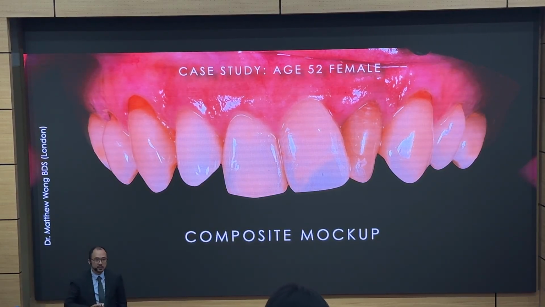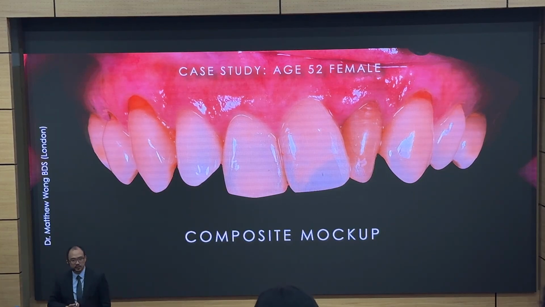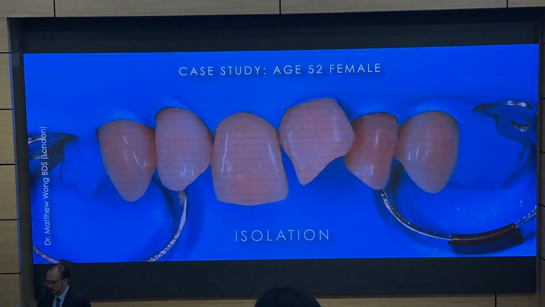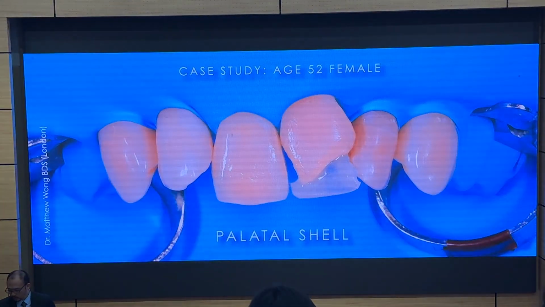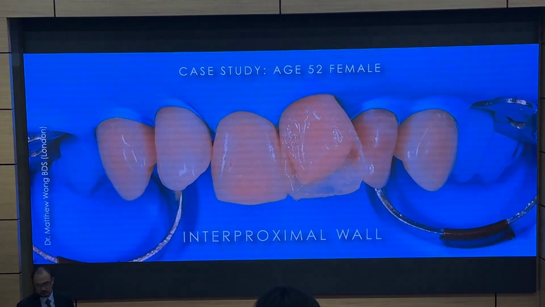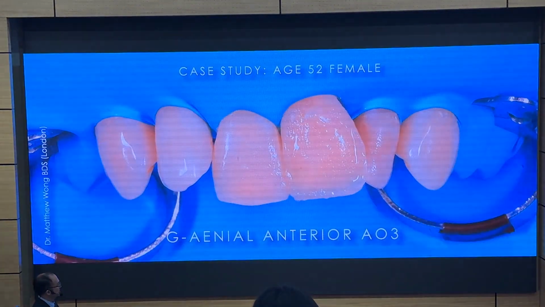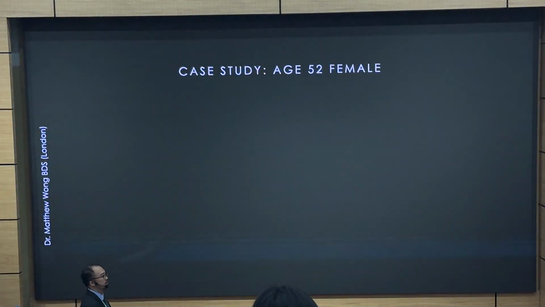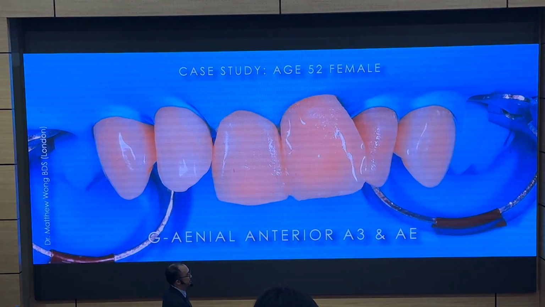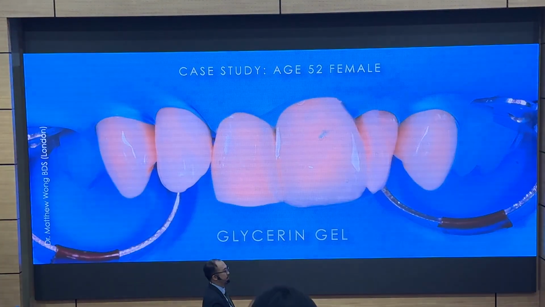So I copy and paste. Same cutting method I showed you a while ago. I remove interproximal wall. Three. Build up. Build up. Build up.